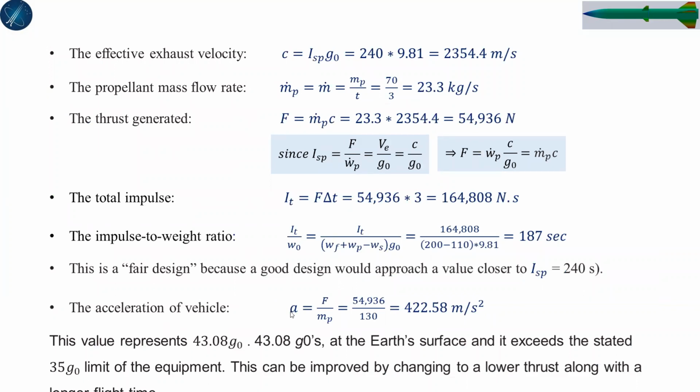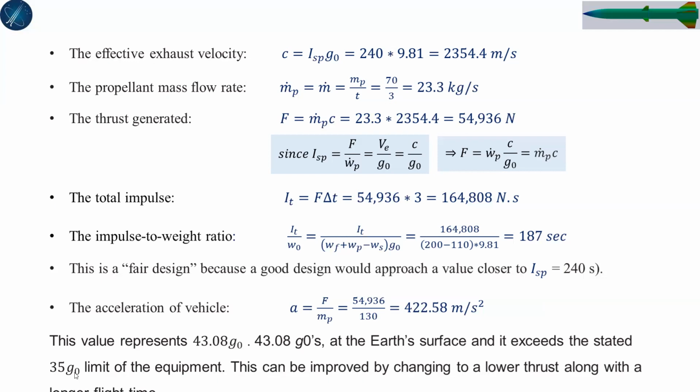Find the flight acceleration. Acceleration is equal to F over mp. So F is the thrust, 54,936. Mass of propellant is 130. So it gives you 422.58 meter per second square. This is the maximum acceleration of the vehicle. If you change this acceleration into G, acceleration divided by 9.81 gives you 43.08. Divide this value, acceleration by gravity, then you get 43.08. So this is above the prescribed value.